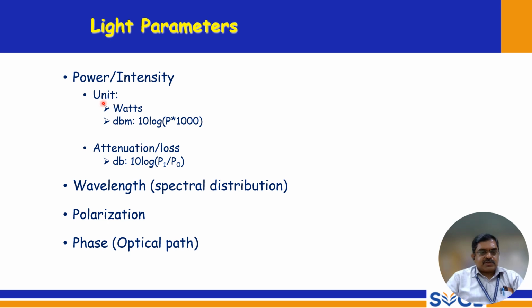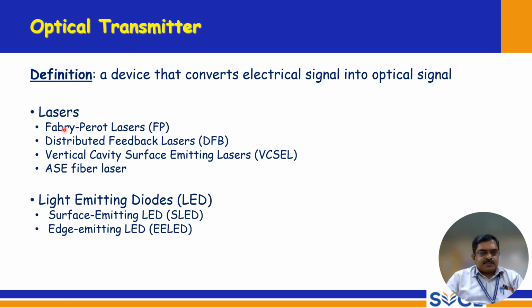Light parameters: power or intensity, the unit is watts; attenuation, in terms of loss, measured in decibels; wavelength, spectral distribution, polarization, phase, and optical path. These are the parameters of light. Next, the optical transmitter is a device that converts an electrical signal into an optical signal. These are normally lasers, such as Fabry-Perot lasers, FP lasers, and distributed feedback lasers.